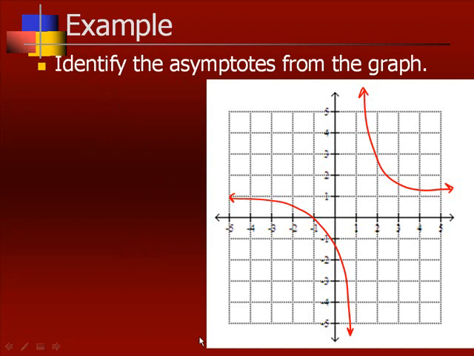Now, what about this one? Identify the asymptotes from the graph. Well, if you'll notice, the graph never crosses this line right here. So that means that the vertical asymptote is the line x equals 1. Now you notice this graph goes out this way and this graph comes this way, and it doesn't cross that, which means there's a horizontal asymptote of y equals 1.